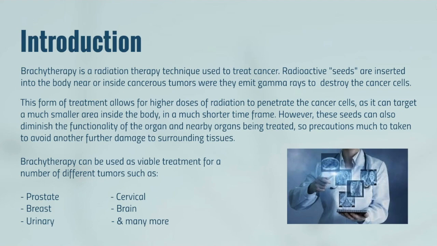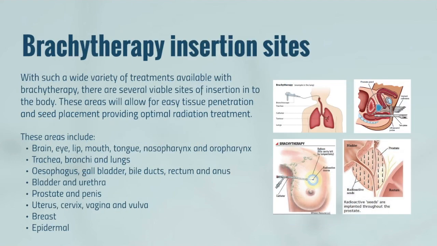However, due to the radiation, it may diminish the functionality of the organs nearby the treated site, so precautions are taken to avoid further damage to surrounding tissues. Brachytherapy is used for a number of different tumors, such as prostate, brain, breast, and cervical. And there are many brachytherapy insertion sites, and these include the brain, eyes, trachea, lungs, esophagus, urethra, prostate, and breast.